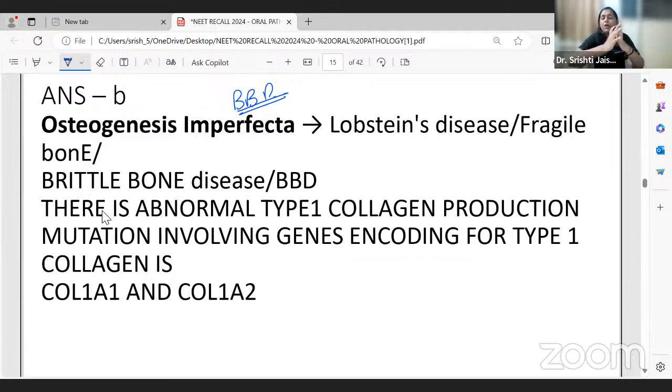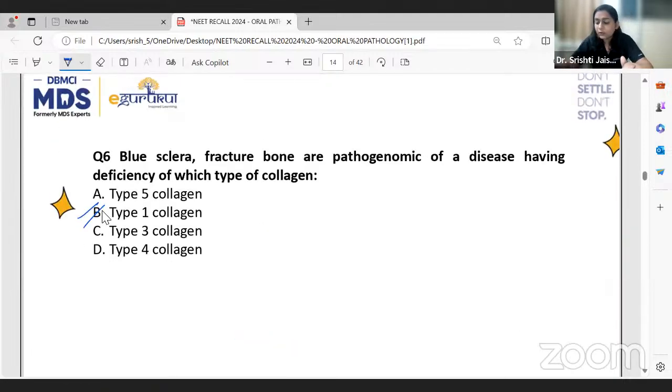Now because the bone is very brittle, it is also called chalk stick fracture. Chalk stick fracture is also seen in Paget's disease. Okay, there is an abnormal type 1 collagen production, and what is the gene mutation? It is COL1A1. Remember, it is COL1A1 and A2, but collagen 1 is affected, not collagen 2. But here they have not mentioned A1 or A2 or anything like that. Just type 1 collagen. So this was a quite easy question.